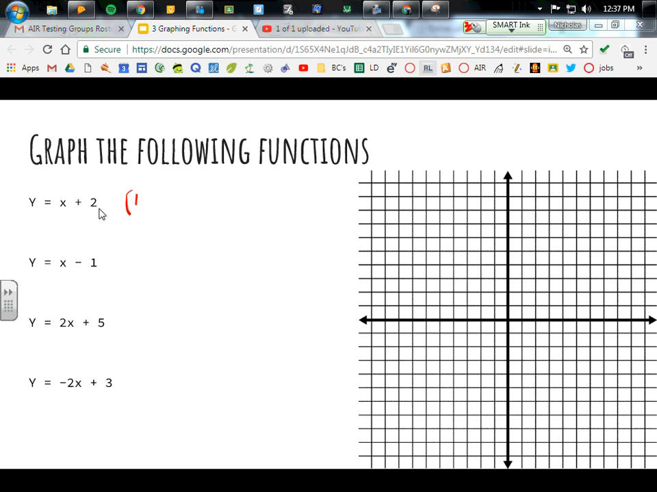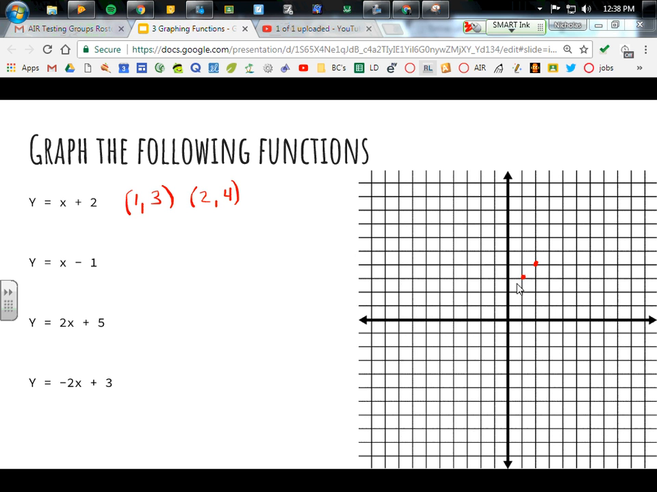So if our function here is y equals x plus 2, and I pick 1 for x, 1 plus 2 is 3. So I have the pair 1 and 3. If x is 2, 2 plus 2 is 4. So these are my 2 coordinate pairs that I'm going to plot. So 1 and 3, and 2 and 4.